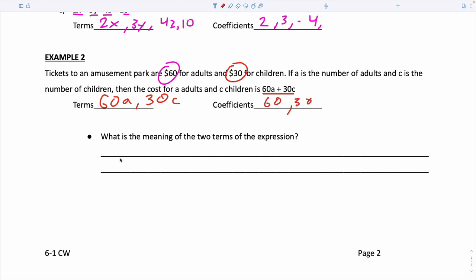What do the two terms mean? 60A represents what? It's $60 for adults. What does that entire thing mean in this problem, Kieran? Keep going. If you multiply 60 by A, what does it mean? It's $60 per adult. Right, so if you take that term and we were to plug a number in for A, what would you get?